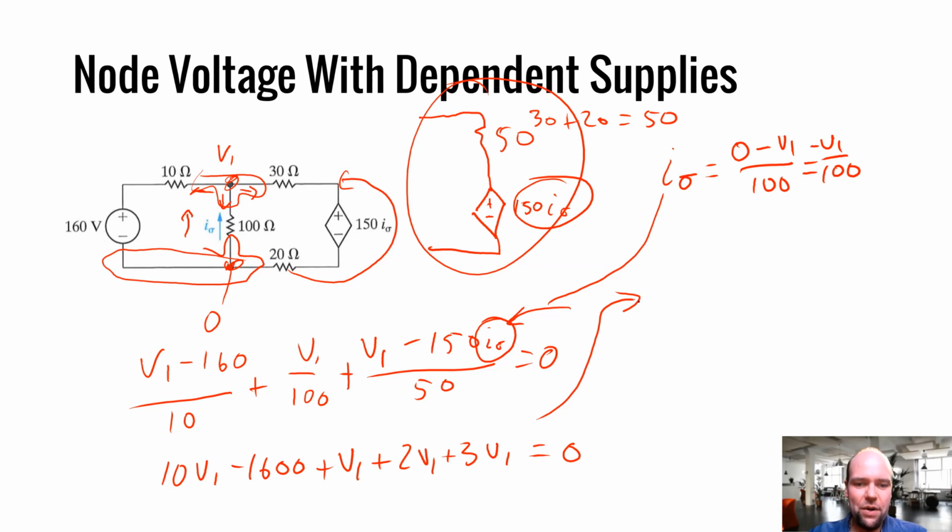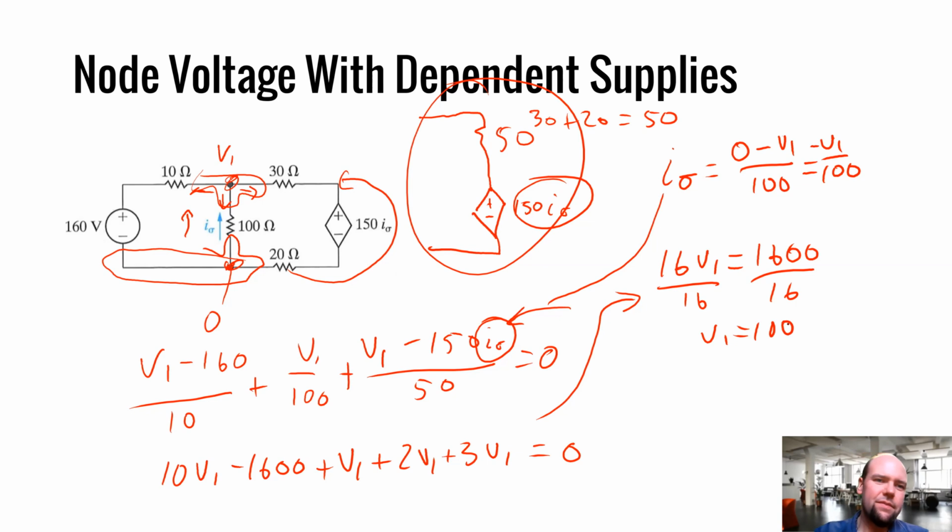Okay, so our V1s, it looks like we have 10 V1, 11 V1, 12, 13 V1, 16 V1, and then flipping that negative 1600 to the other side is 1600. All right, so we found V1 was 100 volts. Cool.